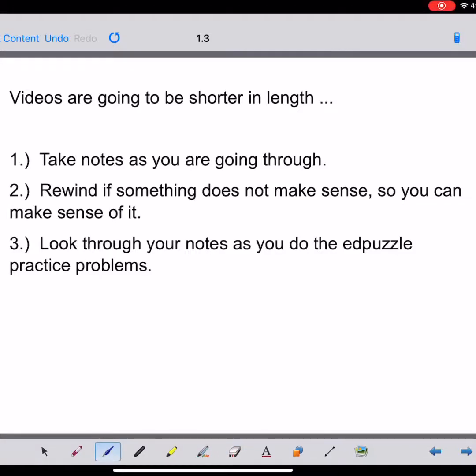All right, guys, so as we're getting into the swing of things and getting more used to this, we're going to try to shorten the lengths of the videos, but that's going to take more work on your part. So you are going to make sure that you are taking notes as you go through. That's going to be very beneficial so you can look through your notes as you do the EdPuzzle practice problems and you can mimic the examples that I show you. If you do not understand something, rewind and keep rewinding until it does make sense to you.